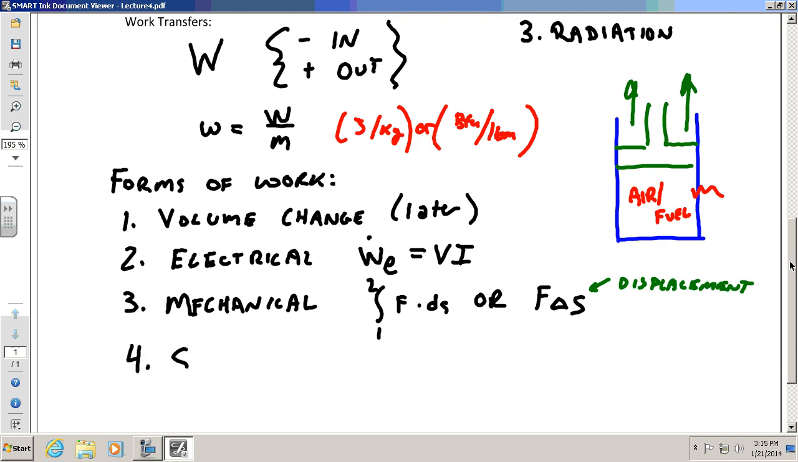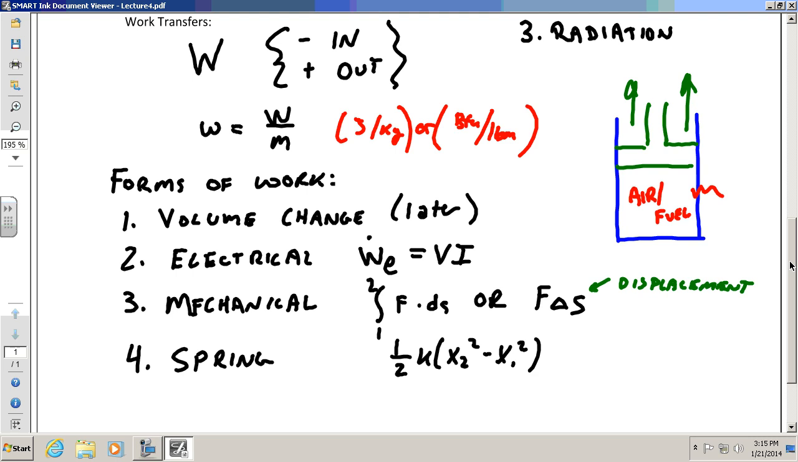Another one we'll have is springs. Spring work, you should have seen this before, I'm guessing a little bit in physics. 1/2 K (x2 squared minus x1 squared). That's the work of a spring. Has to do with its displacement of the spring. 1/2 K times (x2 squared minus x1 squared), where x2 and x1 are the positions of the spring, right?